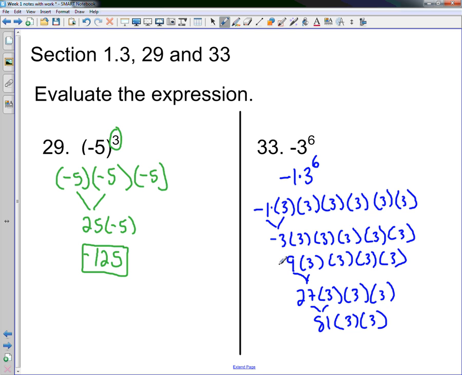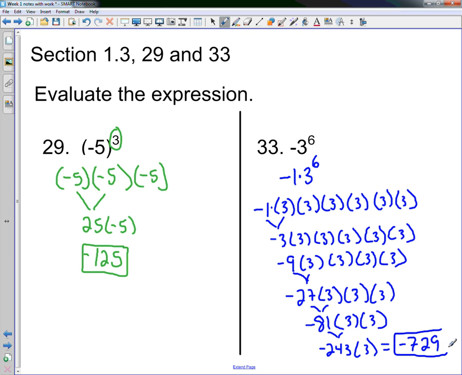I forgot my negative sign. Make sure that's coming along as we go through. And then we multiply this. This gives us negative 243 times 3. And the final one gives us negative 729.